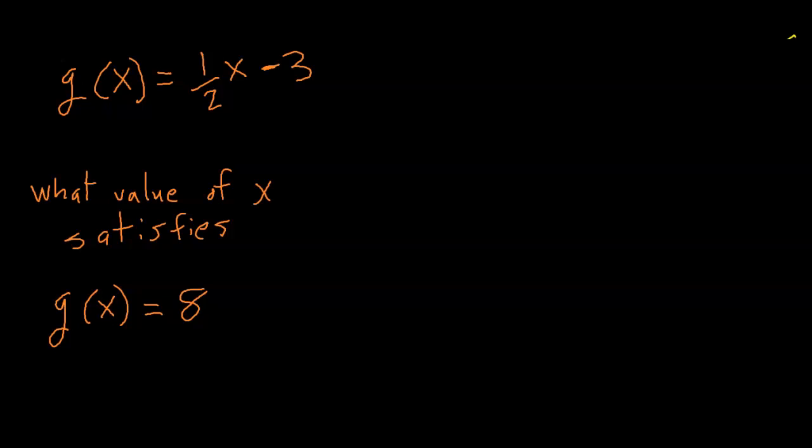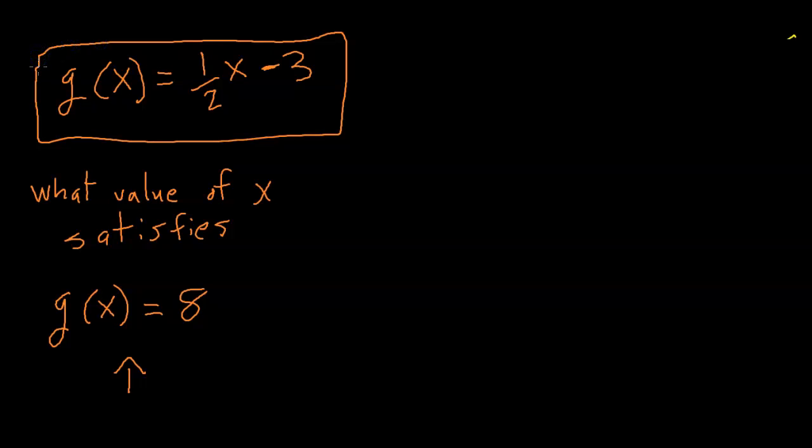Let's take a look at this question. Let's say we have g of x, it's equal to 1 half x minus 3. Remember that means 1 half times x minus 3. And what if we were asked what value of x satisfies this condition? G of x equals 8. What value of x will give you an output of 8 if you plug it into this formula here, right? Well, that's the same as solving for this equation. 1 half x minus 3 equals 8, right?